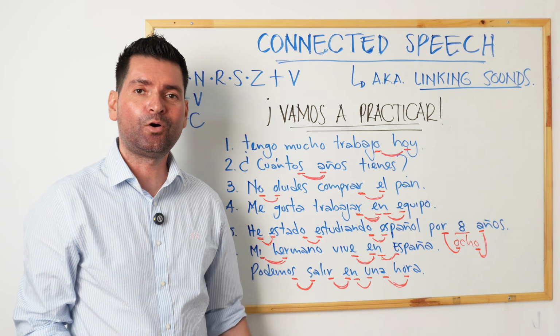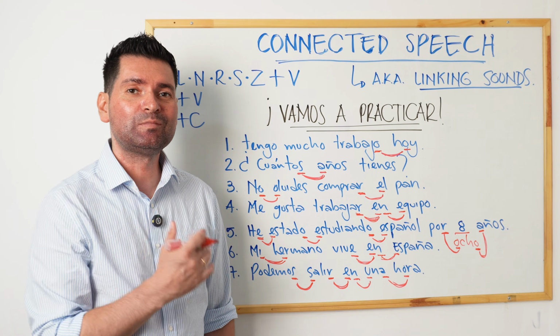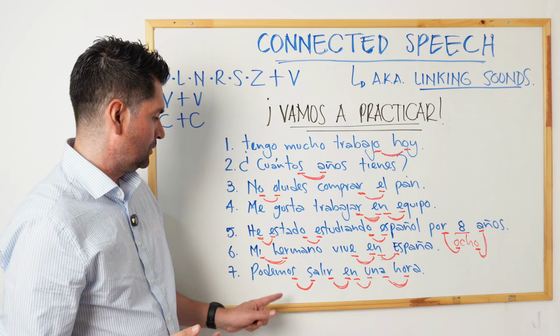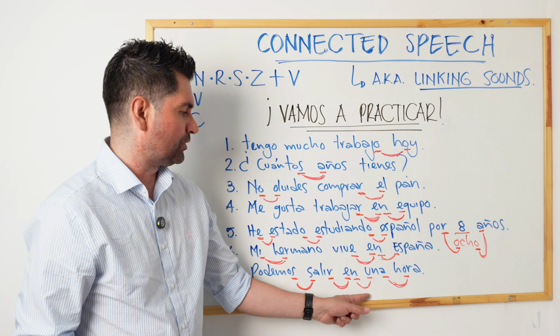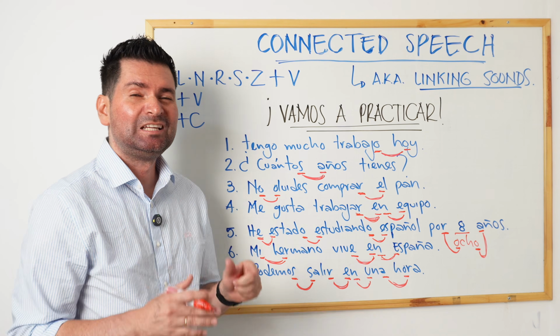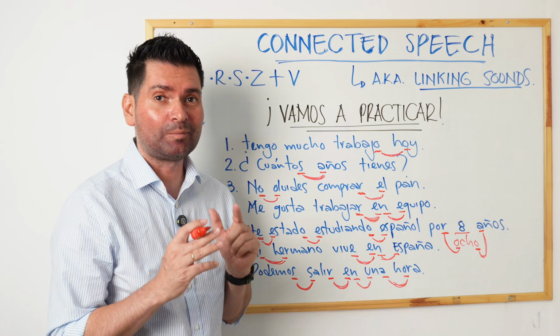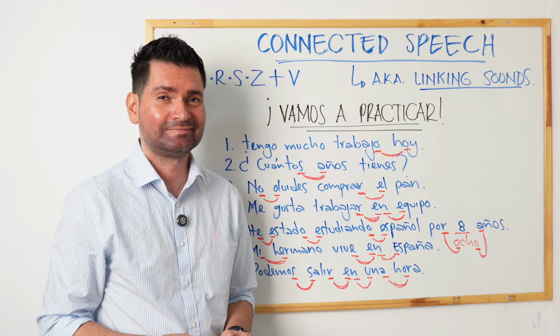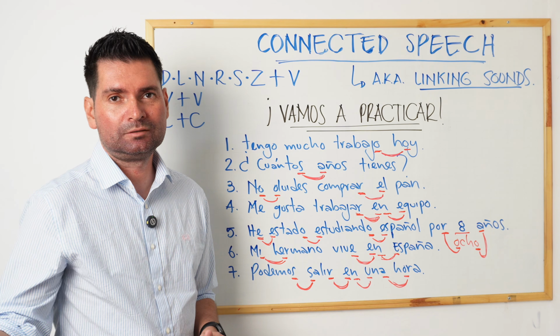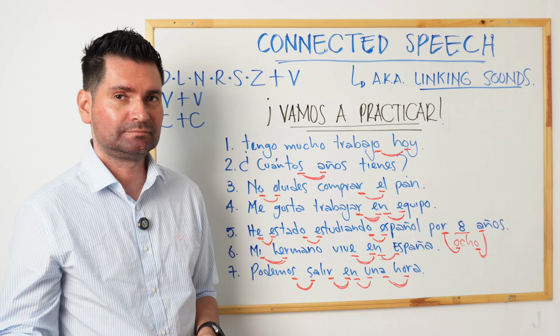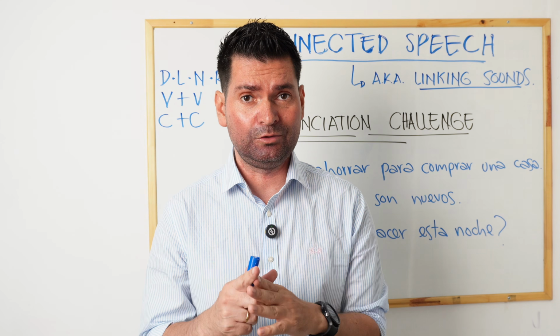Podemos salir en una hora. 1, 2, 3, 4, 5 words. 1, 2, 3, 4 connections. Do you see how important this topic is? I hope you do. Podemos salir en una hora means we can leave in an hour or we can go out in an hour.